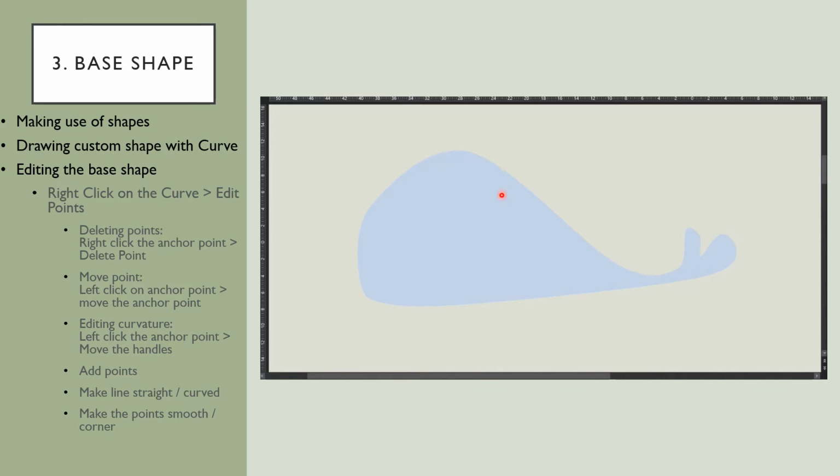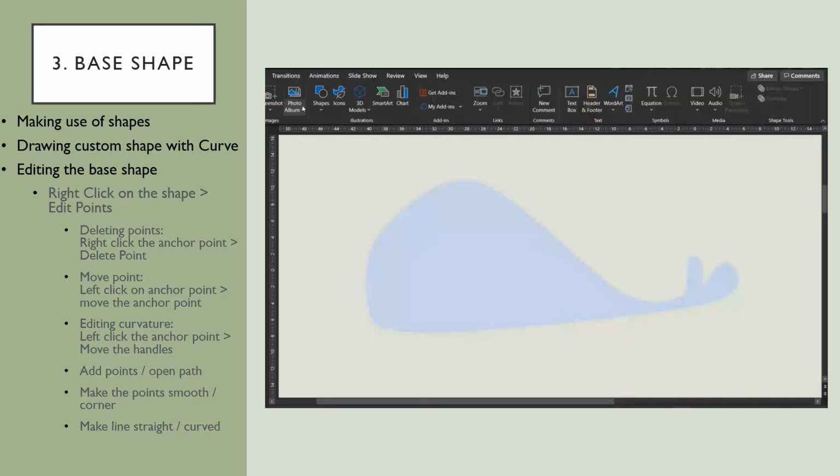I can also make some of the points sharper. I don't want a smooth point, so I can choose to make some of the points sharper by making them into a corner point. So some of these things are worth exploring when you are building your own custom shape. Of course, these are not all the editing options.